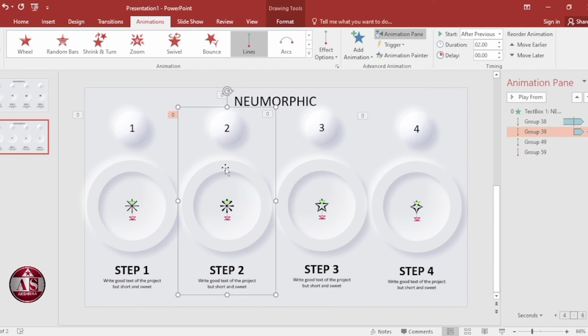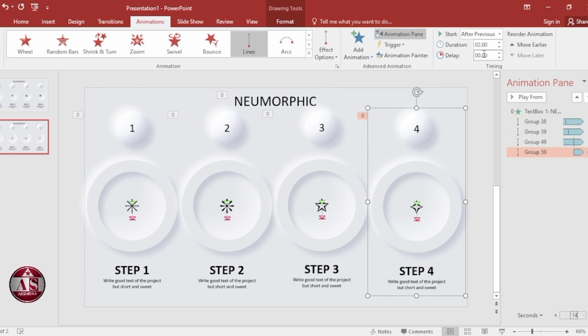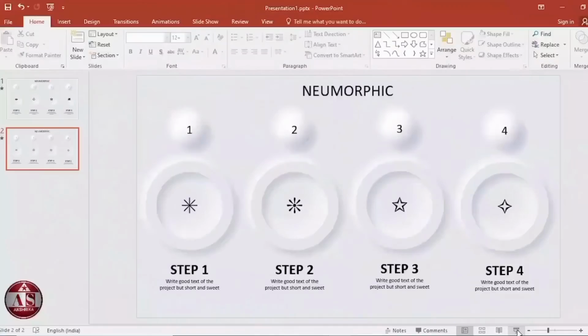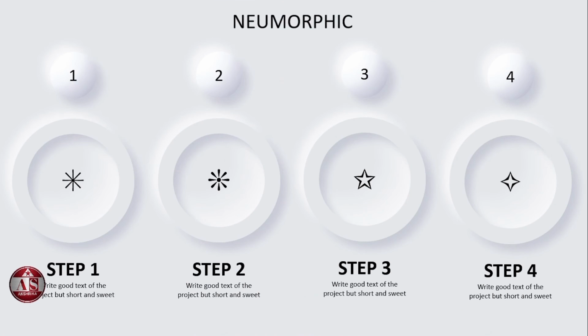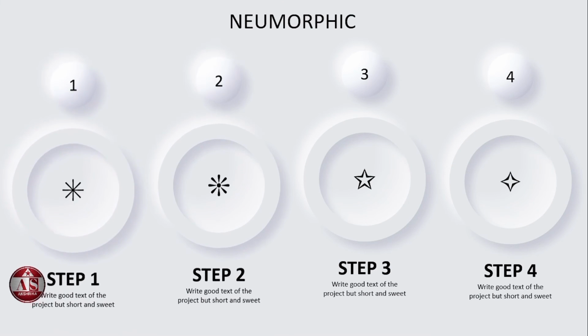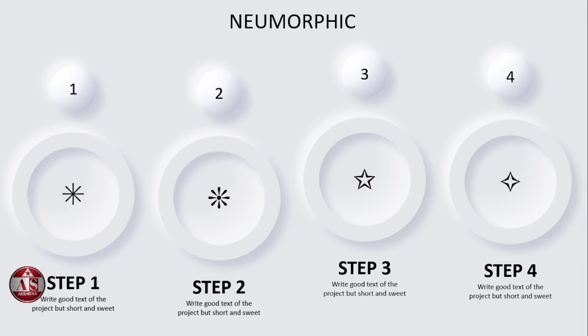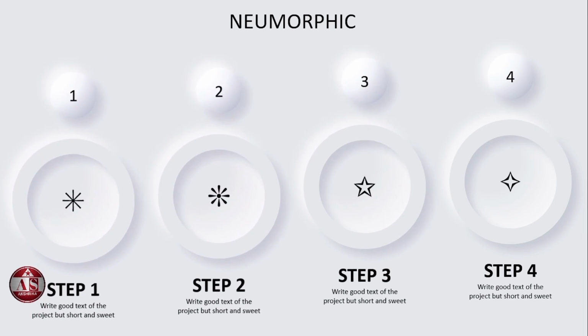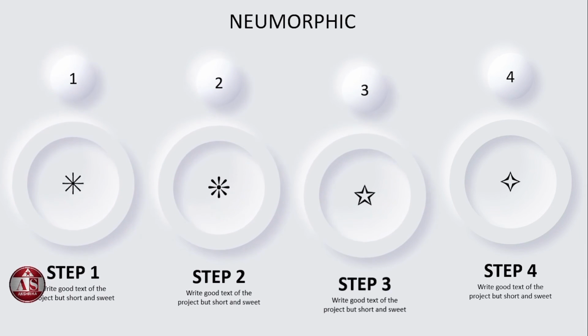Select this group, delay 0.3 and enter. Third group, delay 0.6. Fourth group, delay 0.9 and enter. Now let's play the slideshow and see. So see friends, you can give a new look to your presentation by using this technique.